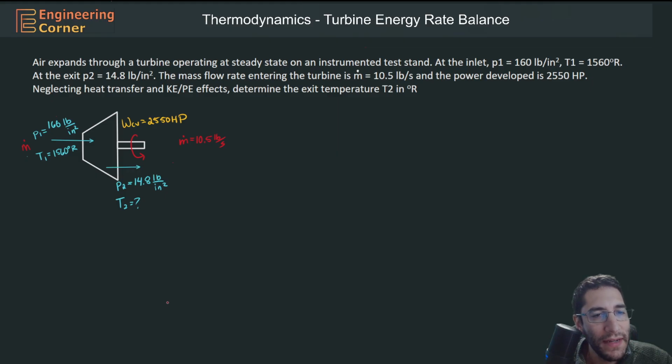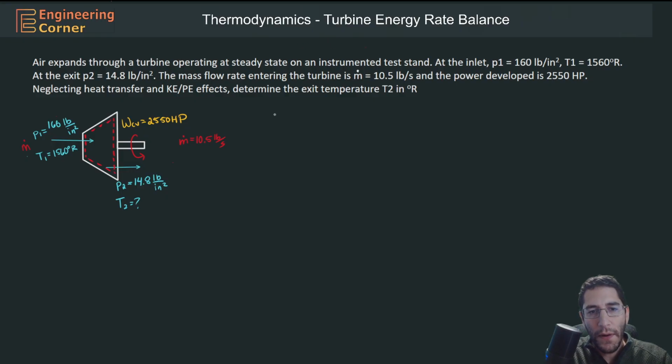Now, if we neglect heat transfer and kinetic and potential energy effects, we want to determine this exit temperature in degrees R. So first thing, let's define what our control volume is, and it's going to be this turbine, and we're going to have one inlet and one outlet.